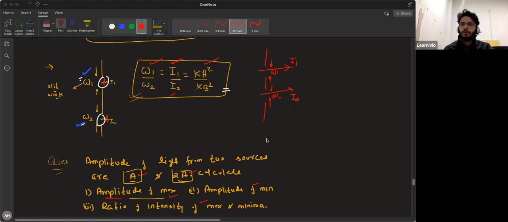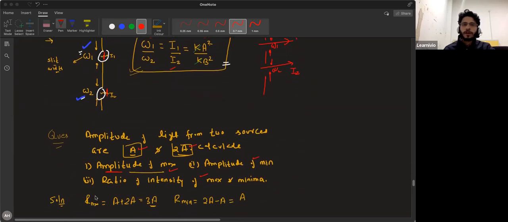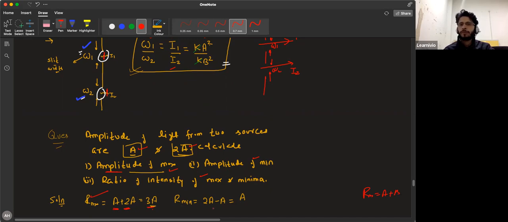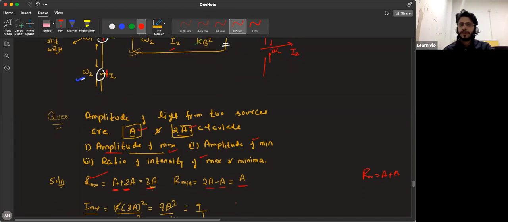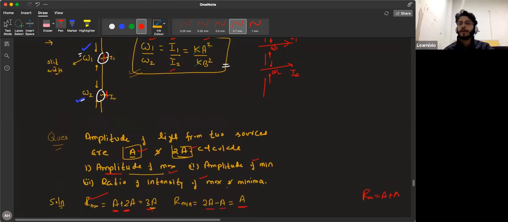Yes, it's 2a. It's not a square, Meher. It's 3a. See, R max is a plus b. Now, one is a, another is 2a. So that will be 3a. This is the formula of R max, right? R max was a plus b. So it's a plus 2a is 3a. In the second part, R minimum. R minimum is a minus b. So that's 2a minus a. It's a.